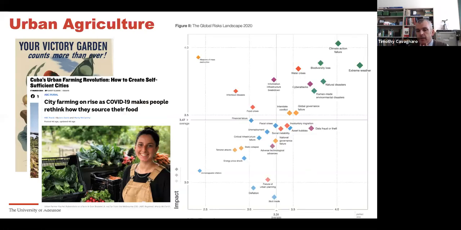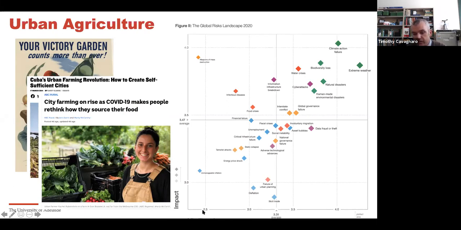This next figure comes from the World Economic Forum, and I always show this in my first year biology lectures because I think it really highlights the importance of agriculture and food. So what the World Economic Forum does every year or so is they look at the global risks landscape. Okay, so this is the most recent one. They think about what are the big risks that are facing the planet. And they think in terms of the likelihood of them occurring.